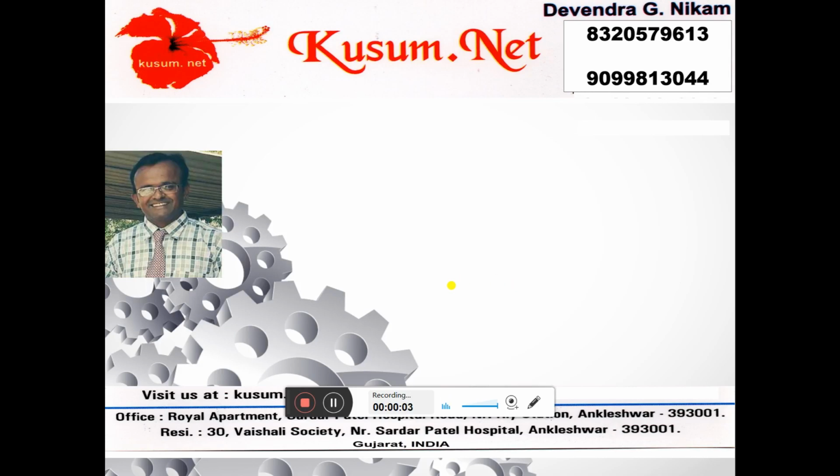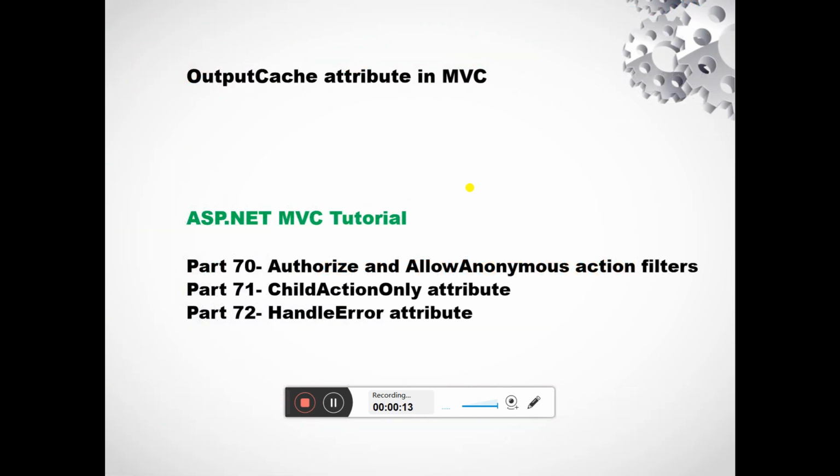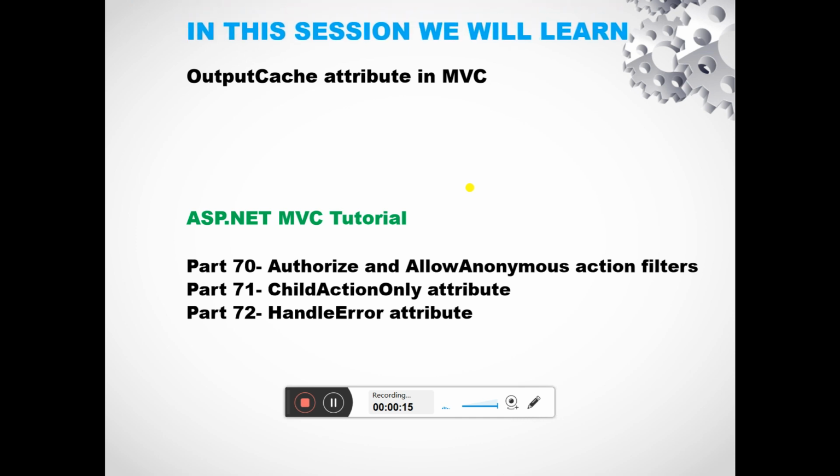Welcome to Kusum.net. This is the ASP.NET MVC tutorial and you are watching part 73, the OutputCache attribute in MVC. So in this session you will learn the OutputCache attribute in MVC. Before watching this video, please watch my parts 70, 71 and 72. In part 72 I was explaining the HandleError attribute, the exception handler attribute in MVC.